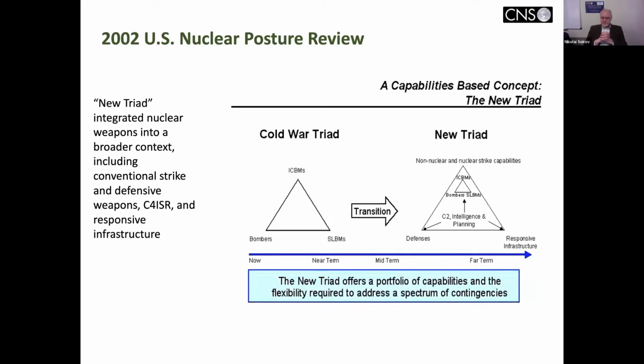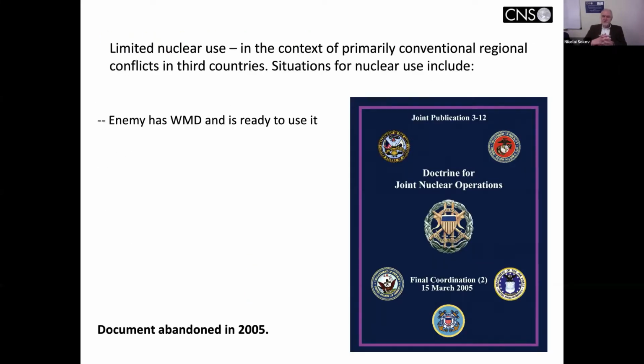And during that time, the United States came up with a notion of possibly limited use of nuclear weapons in a variety of circumstances. In fact, not necessarily against nuclear powers. There was a document that the US government worked on until 2005, that detailed the concept of limited nuclear use, primarily in the context of conventional regional conflicts.